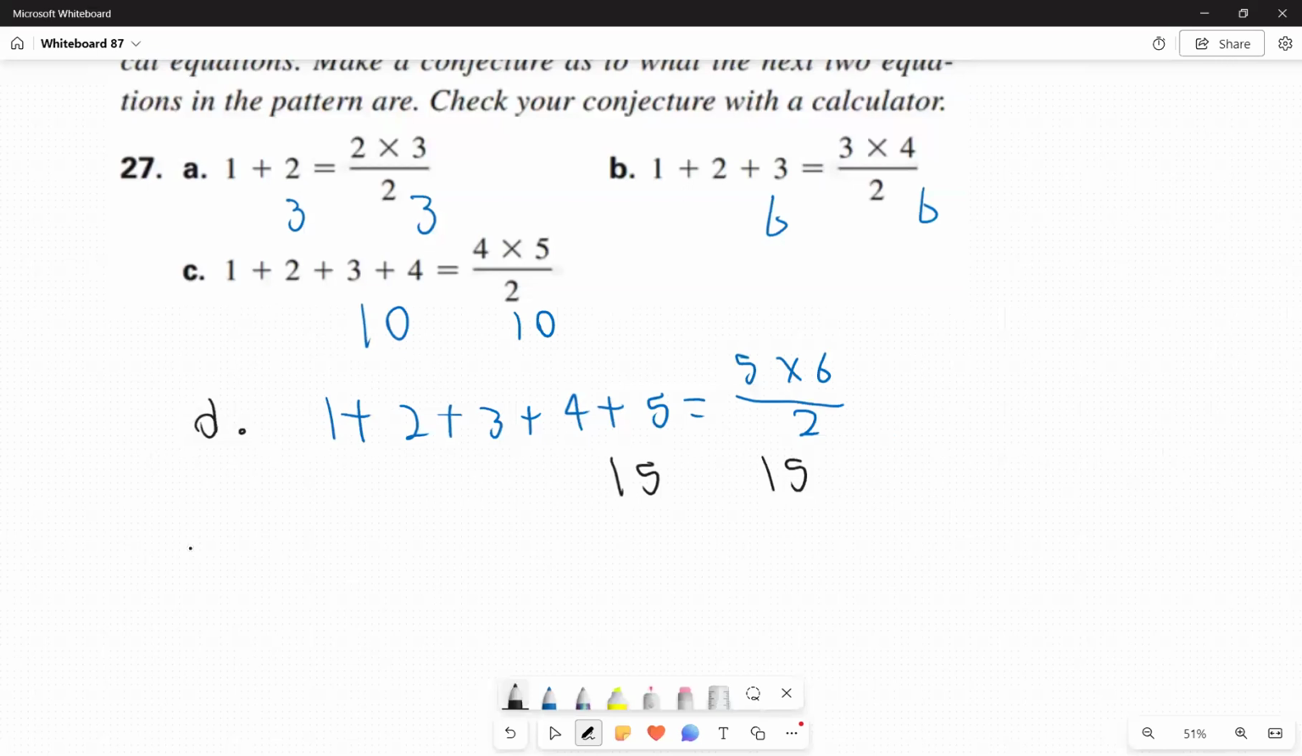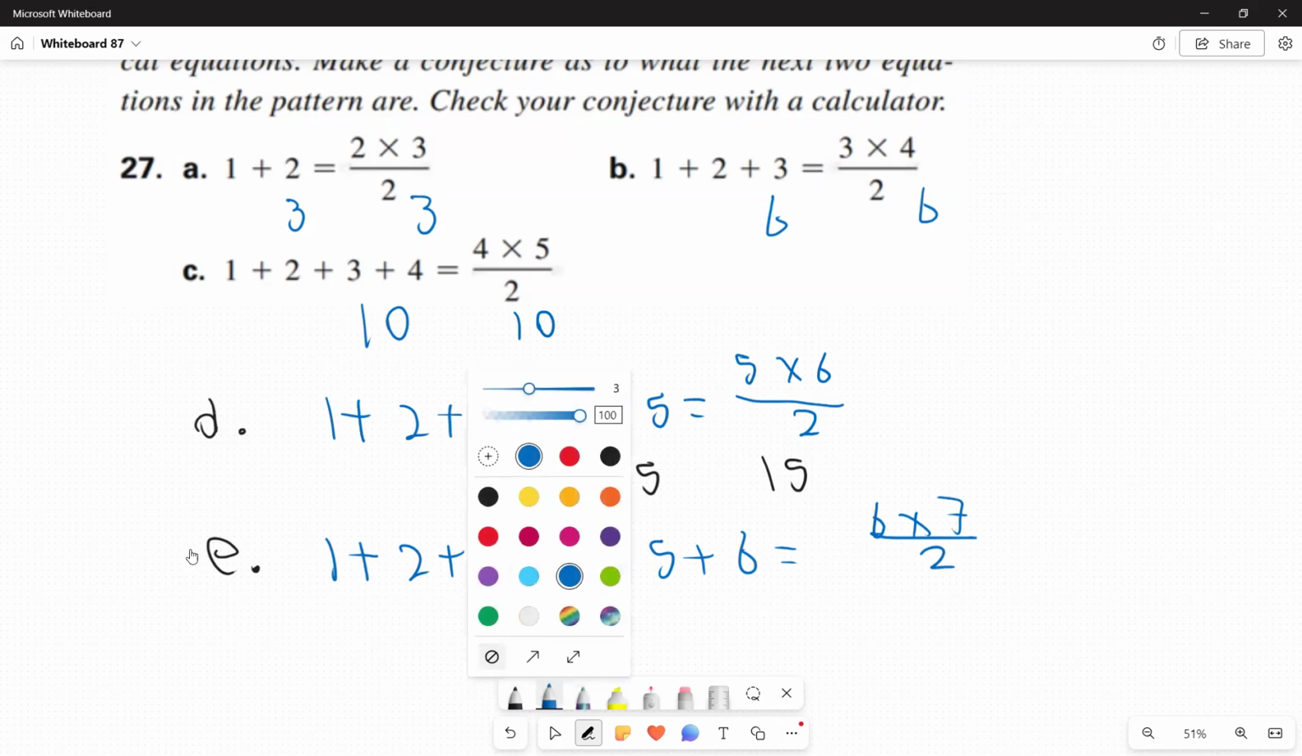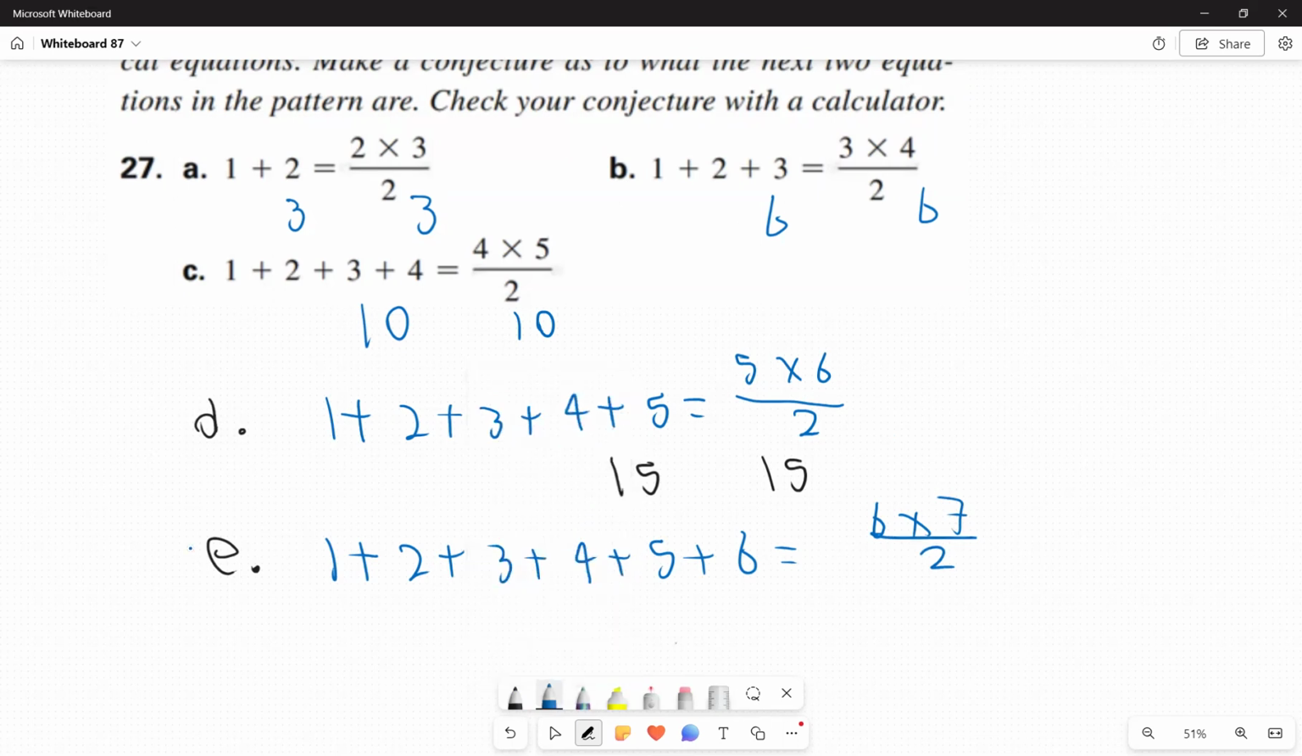And the next one, the sum of the first 6 natural numbers or counting numbers must equal 6 times 7 over 2. So the sum of the first 6 counting numbers is indeed 21. 6 times 7 is 42. 42 over 2 is, again, 21.